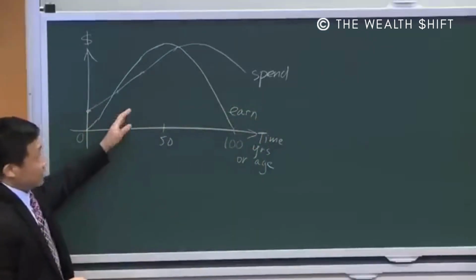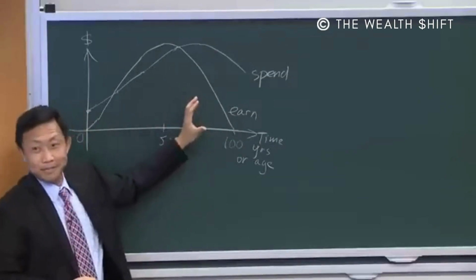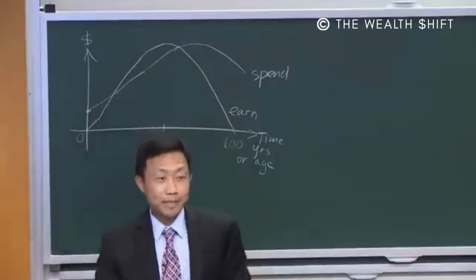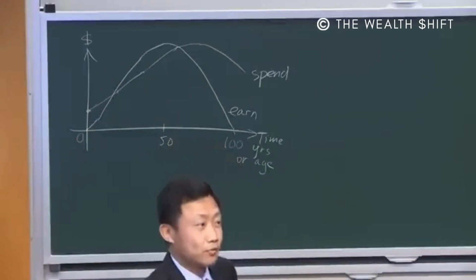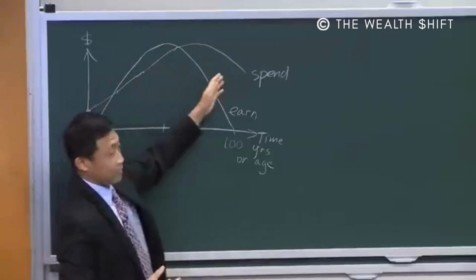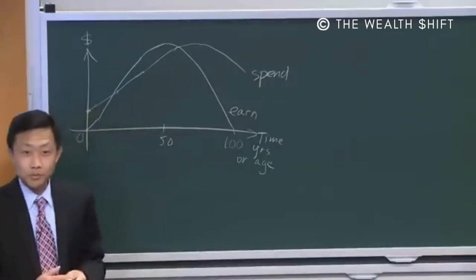And do they always match well? They don't. So how do you make up the difference, right? You hope to have a fund, an investment on the side, which can generate those cash flows to balance your earning versus your spending. Okay, so that's only one simple way to put it.